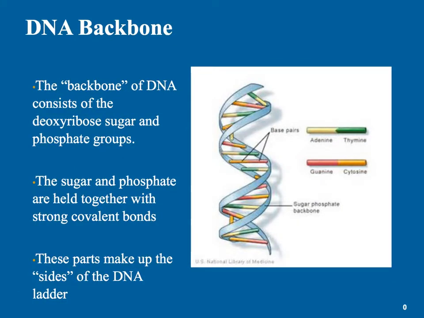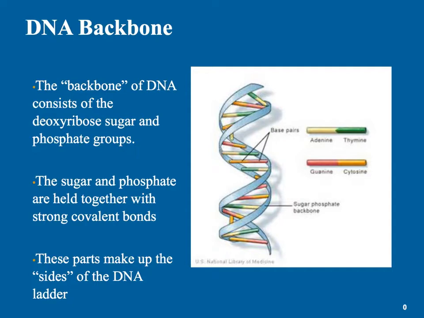We also talked about the DNA backbone in the last video. Remember, the backbone are basically the sides of our ladder, and the backbone consists of the phosphate and the sugar. And remember, they are bonded together with a covalent bond. Covalent bonds are our strong bonds, so you don't want your backbone to easily fall apart. So they are held together by covalent bonds.